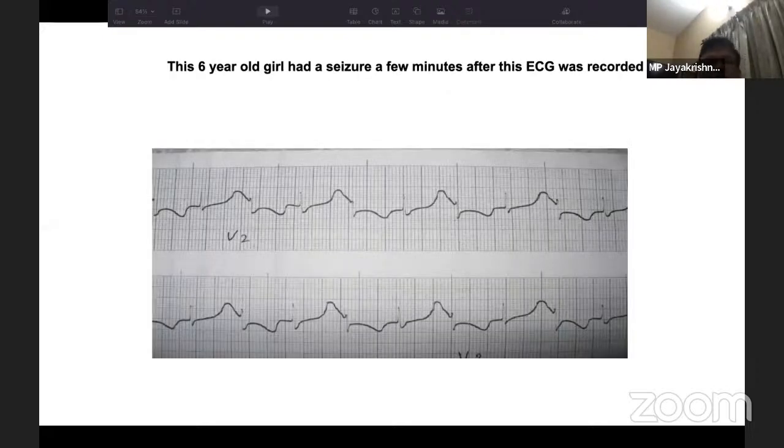This one, a 6-year-old child, this child was admitted in ICU some 15 years back. So a few minutes after this ECG was taken, this child had a seizure. So what is the striking abnormality that you see there? QRS complexes are narrow, but then QRS is followed by T waves which are of some abnormal morphology there. T waves are alternatingly positive and negative, positive, negative, positive, negative.